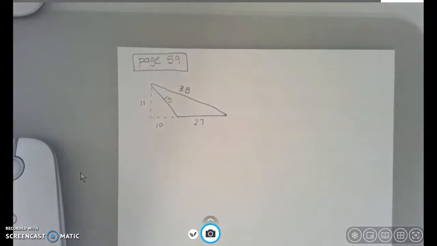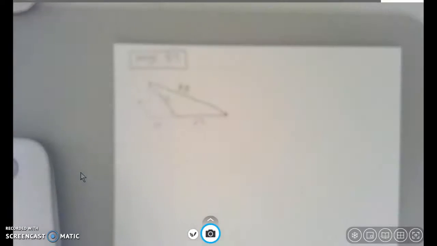Hi, this is a short video to show you how to find the area and the perimeter of one of the triangles that is on page 59 in the workbook.